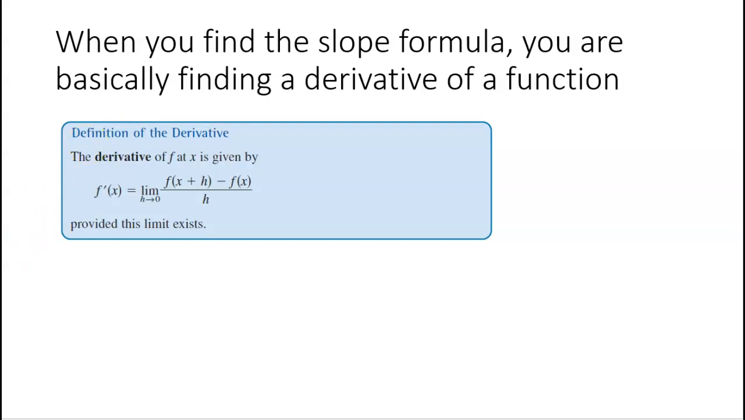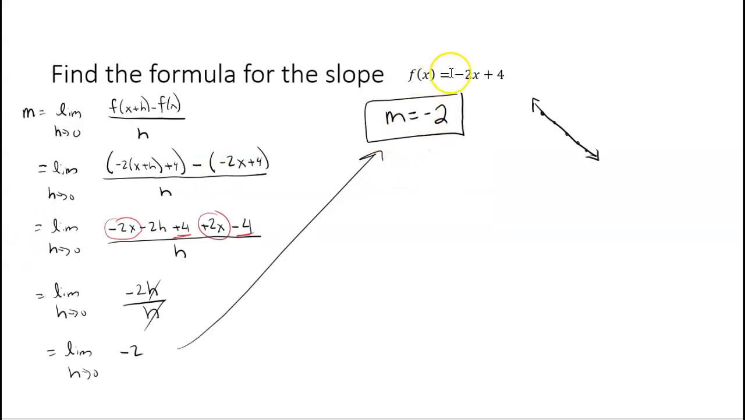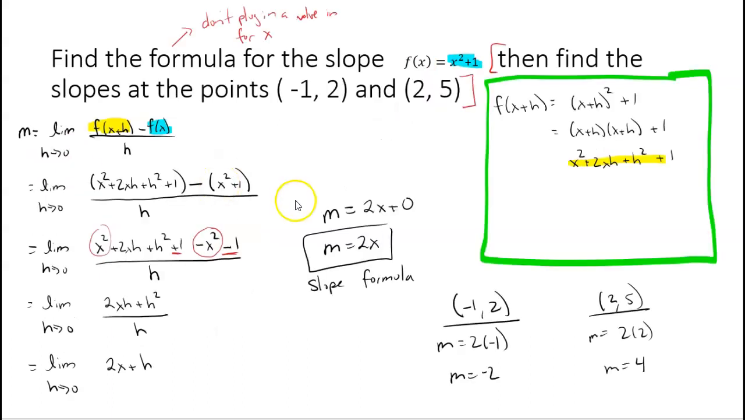Okay, so all of these problems, you just found the derivative of this function. M is equal to 2x. This is really the derivative of this function. And that's all.